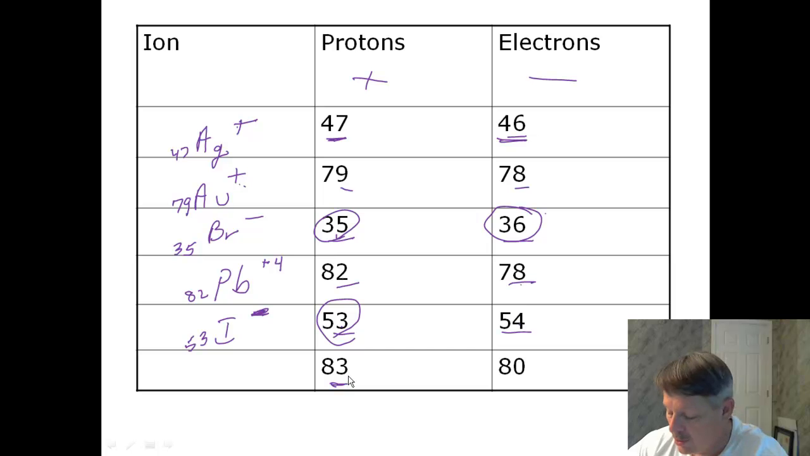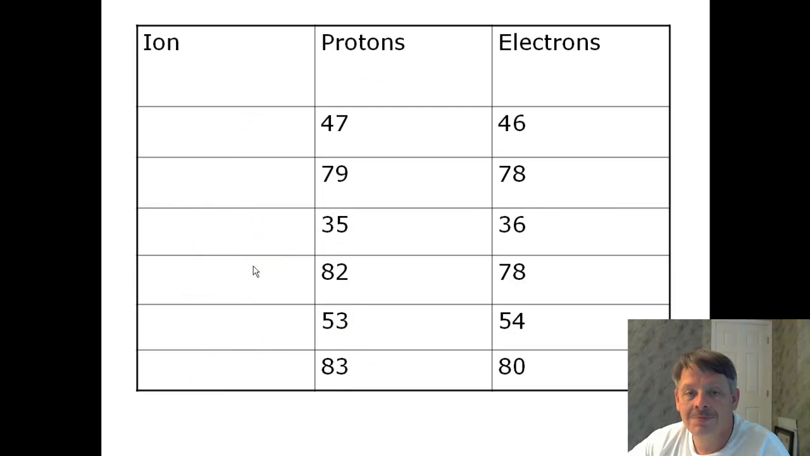And my last one's going to be 83, which is right next to lead, and that happens to be bismuth. Bismuth is number 83, and there are 3 more positives than there are negatives. So that means I have to have a 3+ charge. Okay. You'll notice I wrote +4 up here. I should have written 4+, but at this point, that really doesn't matter. Okay, just go with it.